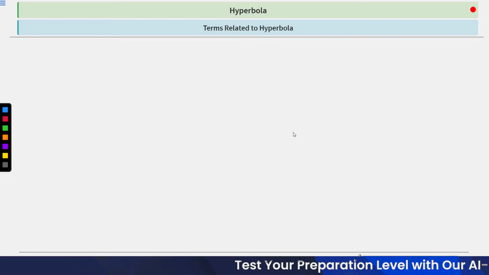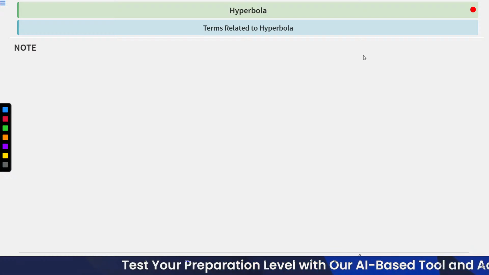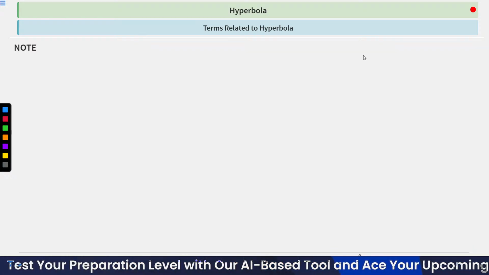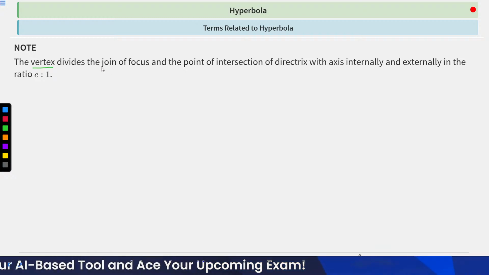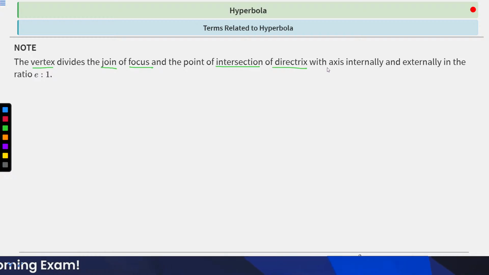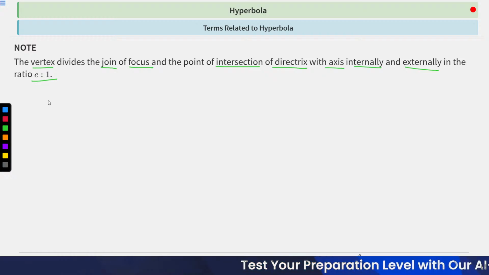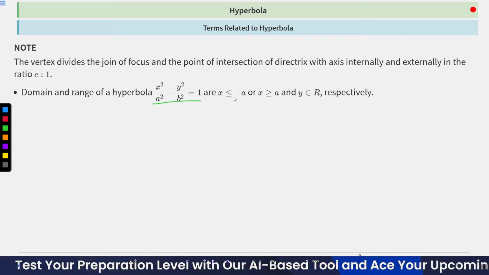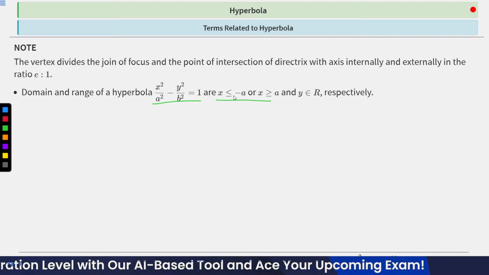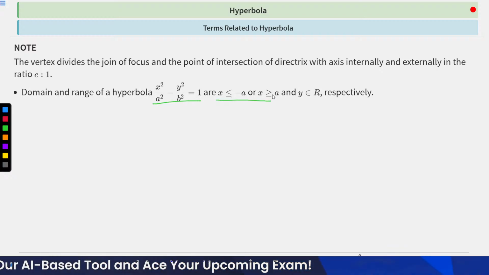Now some more terms related to hyperbola. There is a note: the vertex divides the join of the focus and the point of intersection of directrix with axis internally as well as externally in the ratio e:1. Now domain and range of hyperbola of this form. Domain is this: x less than or equal to minus a and greater than or equal to a, and y belongs to the real numbers.